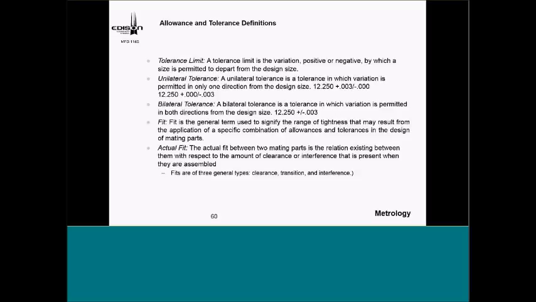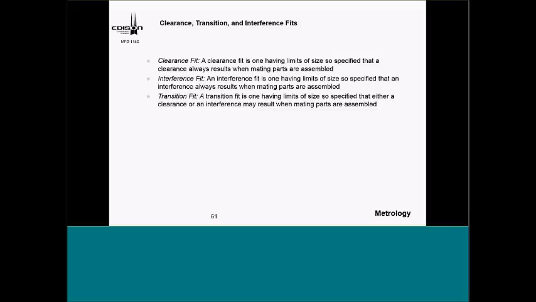Then we talk about fit: tightness, clearance, transition, interference. And I may have parts that I can show them where I have clearance, where I have interference, etc. And then that's the difference between the fits. The clearance fit, interference fit, transition fit.